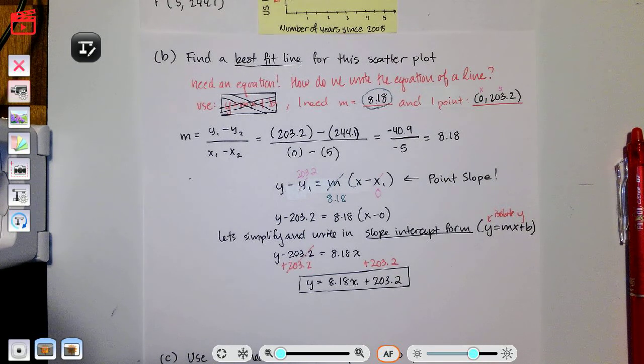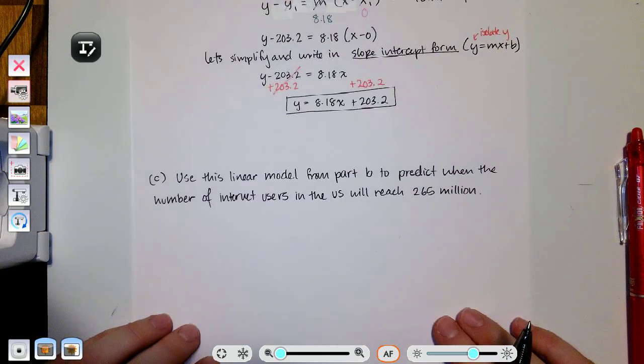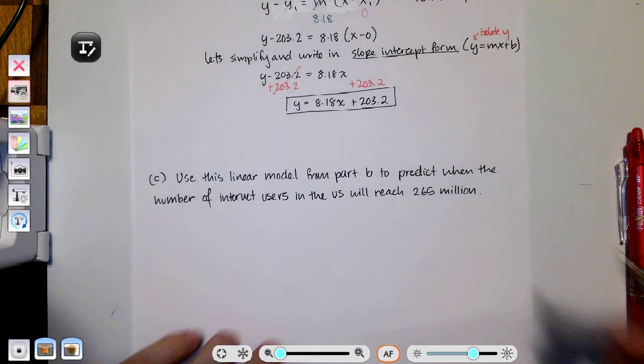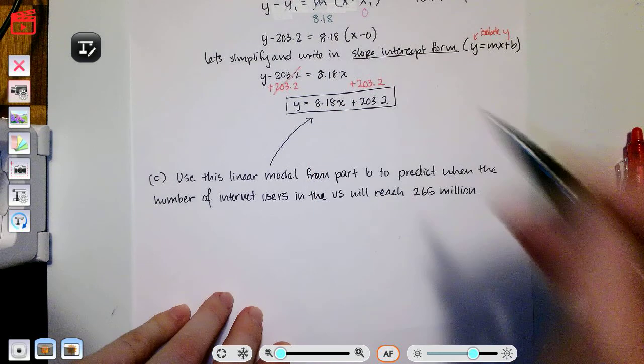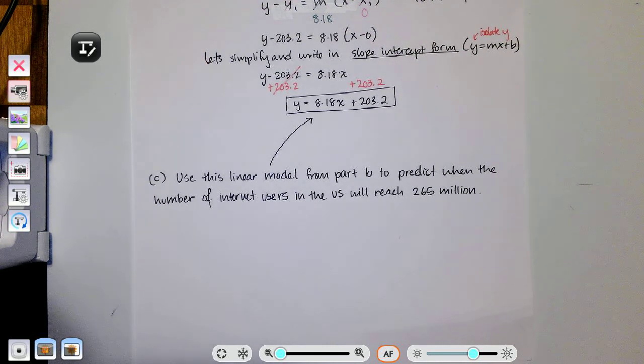All right. So last part for this class activity. Part C. Use this linear model. That's the equation of a line, and it's a model for our scatter plot. Use this linear model from part B to predict when the number of internet users in the US will reach 265 million. Okay, so what are they trying to ask us? Go ahead and pause the video and see if you can figure it out.